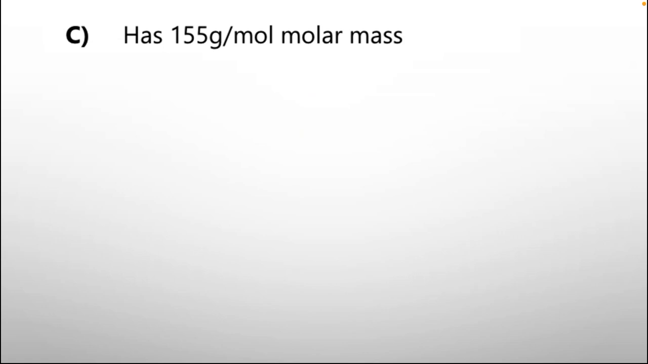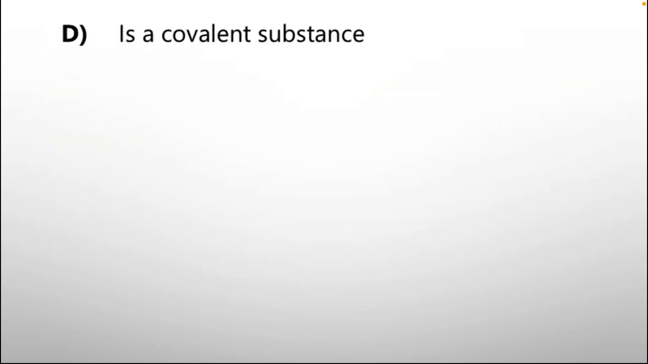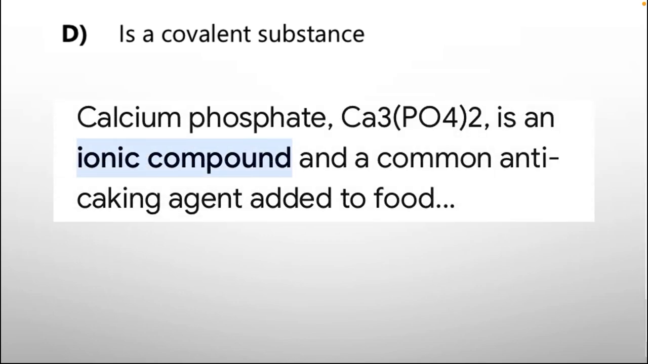Option number C has 155 grams per mole molar mass. The molar mass of calcium phosphate, we already know, is 310. So this option is incorrect. D is a covalent substance. Calcium phosphate is an ionic compound and a common anti-caking agent added to food. So it is ionic, the opposite of covalent, so it is incorrect.